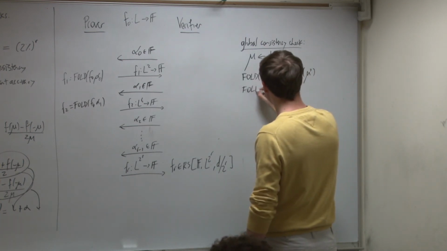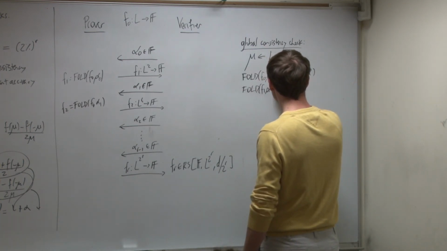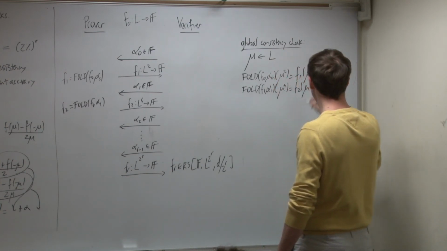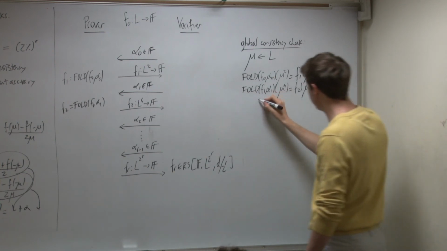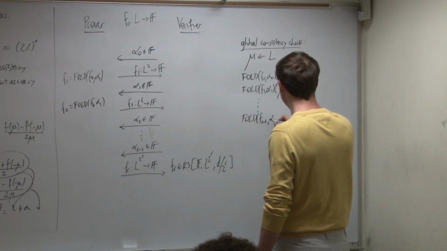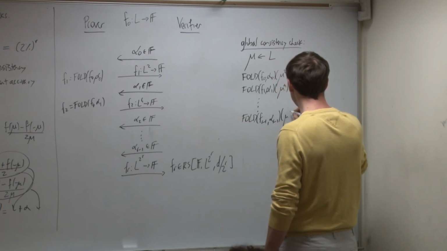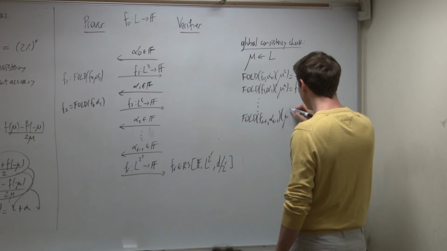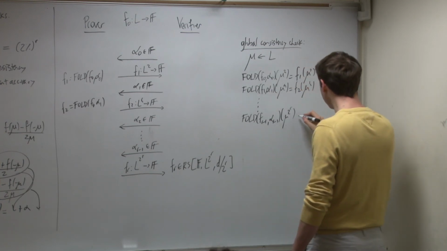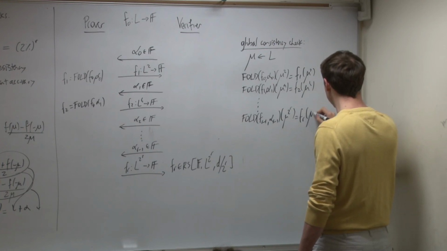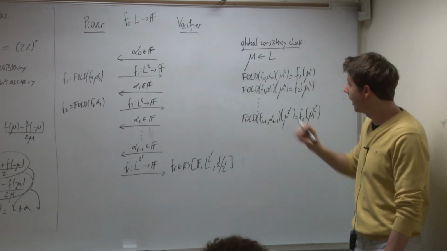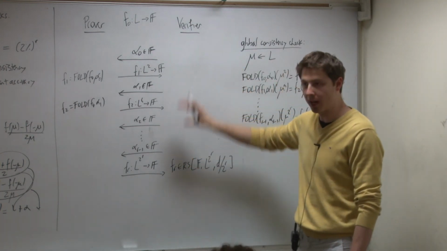I fold F1 around alpha 1 and evaluate it at mu to the fourth. And I check it against F2 mu to the fourth. I continue in this way until I fold the last one, which is Fr minus 1 around alpha r minus 1. And I fold around mu to the 2r. And I check it against Fr mu to the 2r. Okay? So I'm doing a check throughout.